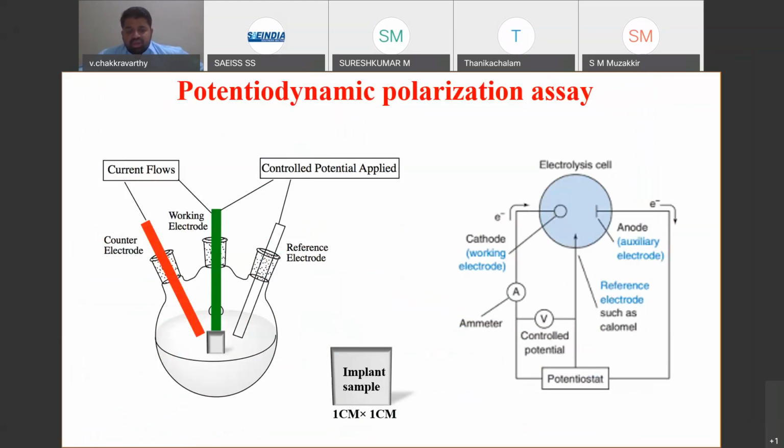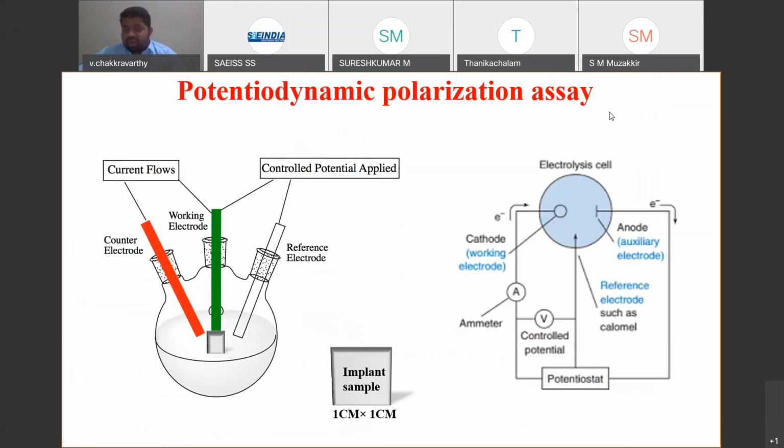Potentiodynamic polarization is the most common technique, where we use a potentiostat. A potentiostat is an equipment used to evaluate the corrosion resistance of a material. Within 1.5 to 2 hours, it can evaluate the corrosion resistance of your material.